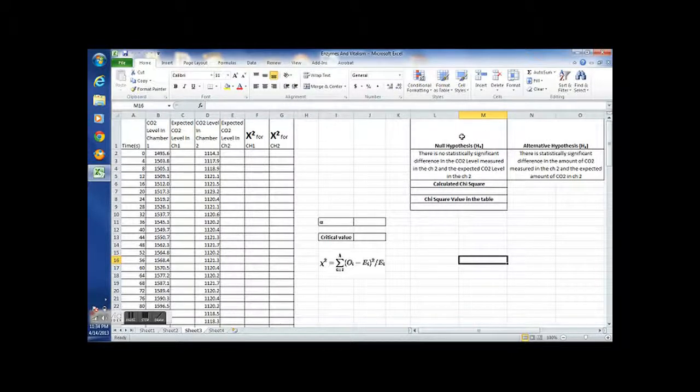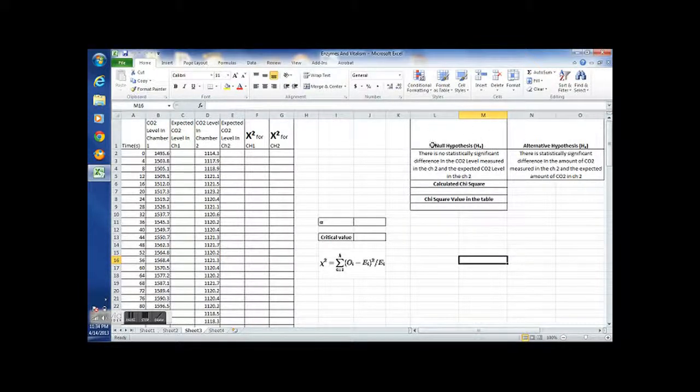Null hypothesis would be there is no statistically significant difference in the carbon dioxide level measured in chamber 2 and the expected carbon dioxide level in chamber 2. And alternative hypothesis, there is a statistically significant difference in the amount of carbon dioxide measured in chamber 2 and the expected amount of chamber 2.